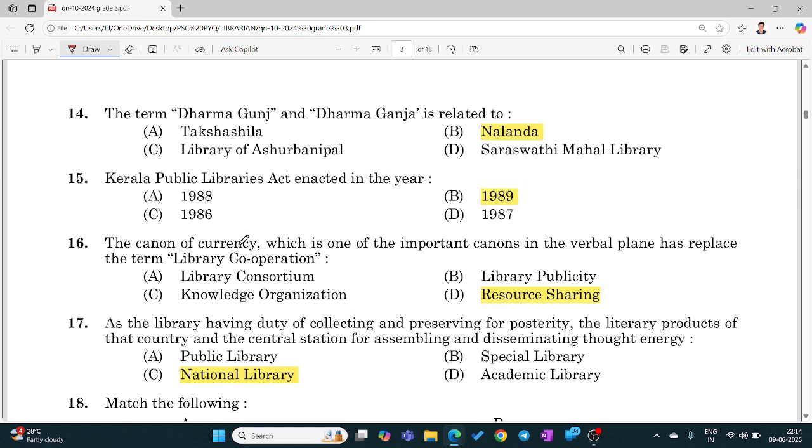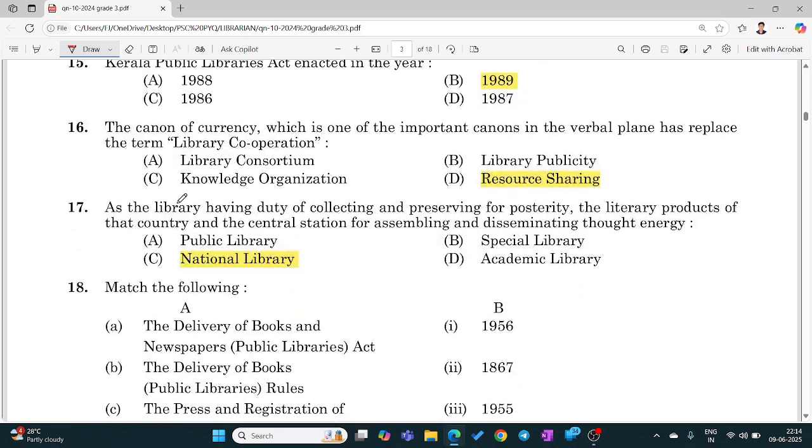The canon of currency, which is one of the important canons in the verbal plane, has replaced the term library cooperation, resource sharing. The library having the duty of collecting and preserving for posterity the literary products of that country, and the central station for assembling and disseminating thought energy, is the National Library.